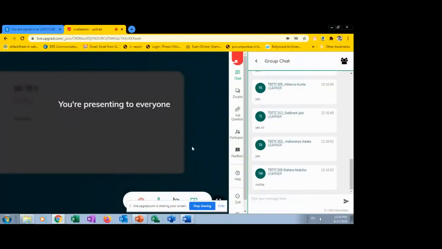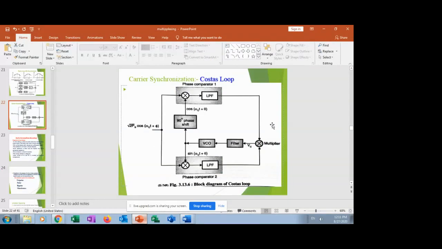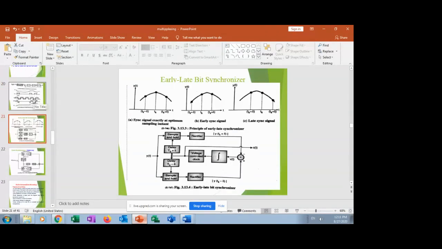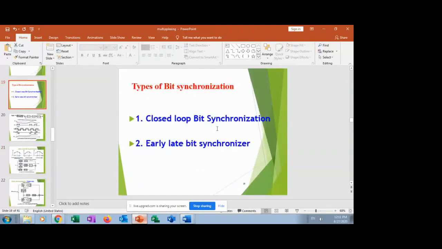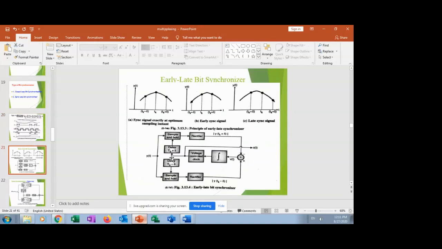Okay. So good afternoon all. Let's start today's lecture. In the last lecture, we already studied two types: the first one is the closed loop bit synchronizer, and the second is the early late bit synchronizer. With the help of block diagrams, we studied the overall working of the closed loop bit synchronizer as well as the early late.